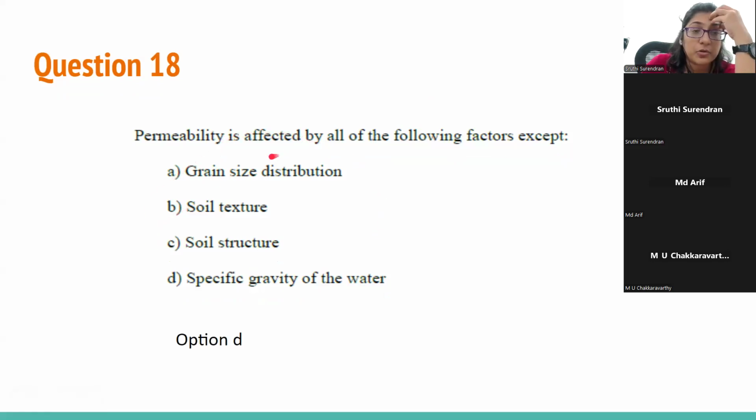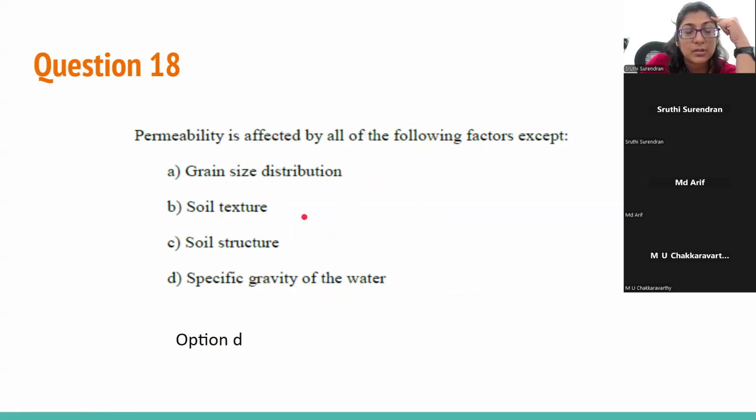We learned about porosity. Permeability is also affected by the grain size distribution, the texture of the soil, as well as the structure of the soil. The only factor that it does not depend upon is specific gravity of water. Again, I'm a bit doubtful about this question. I'm not sure if this is the correct answer or if this question has been framed properly.